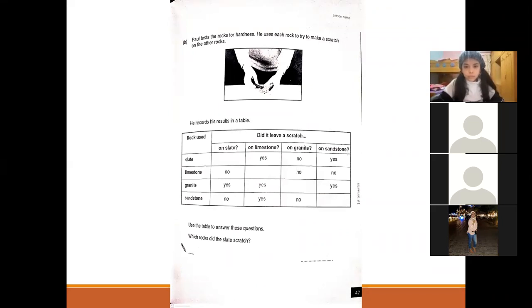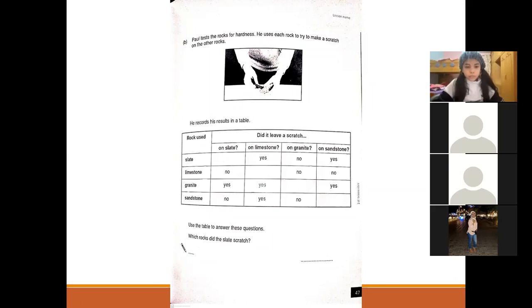Now I have four rocks. I will pick up the granite and then I will start to scratch the granite using the slate. And then I will scratch the granite using the sandstone. And then I will scratch the granite using the limestone. And I will record all of my results. Then I will do the other way around.